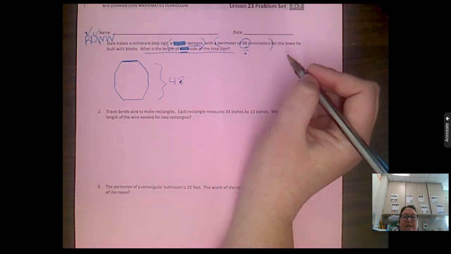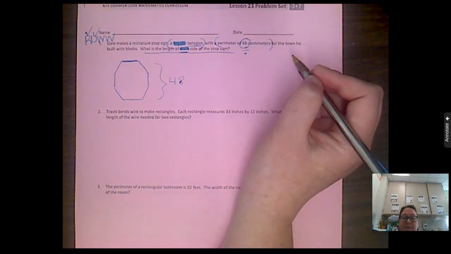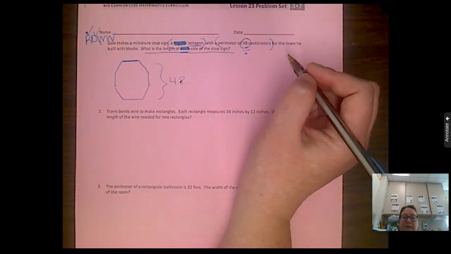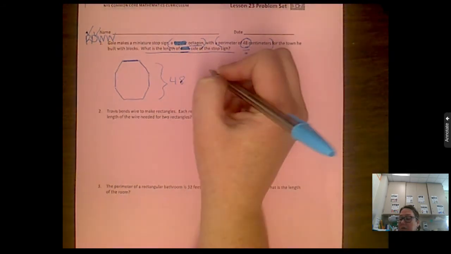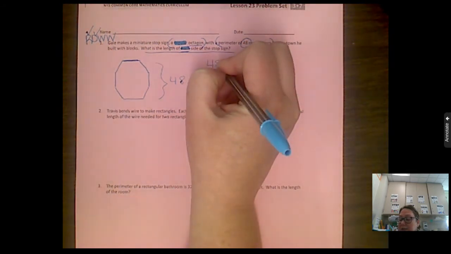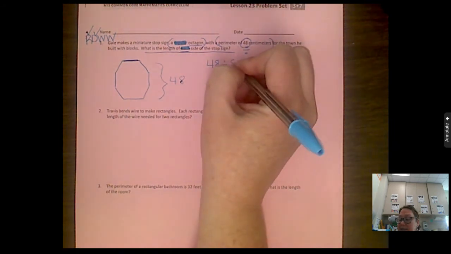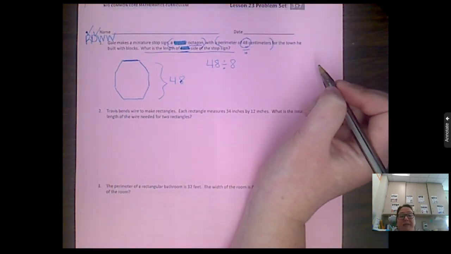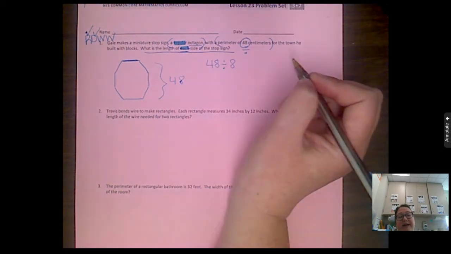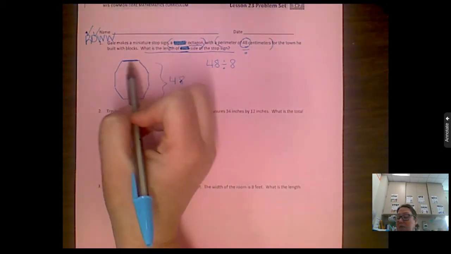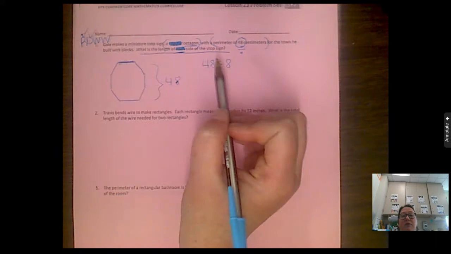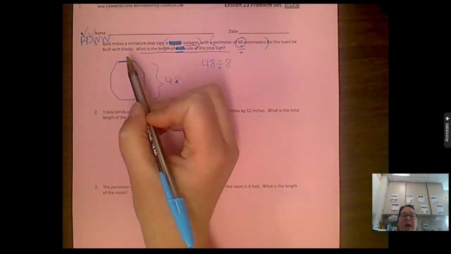Go ahead and write down what you think the number sentence would be to find the length of each side. What do you think? So it would be 48 first, right? Because that's the total. Did you divide by 8? Yeah, we would divide by 8, right? Because there's 8 sides of our octagon, and we want to find what each one of those sides equals. So if I do 48 divided by 8, that would give me the length of each one of these sides.